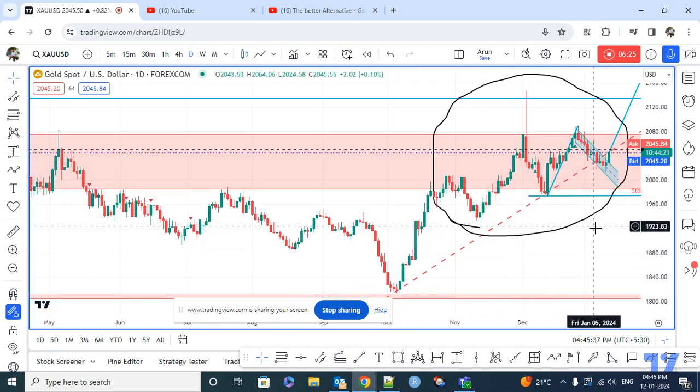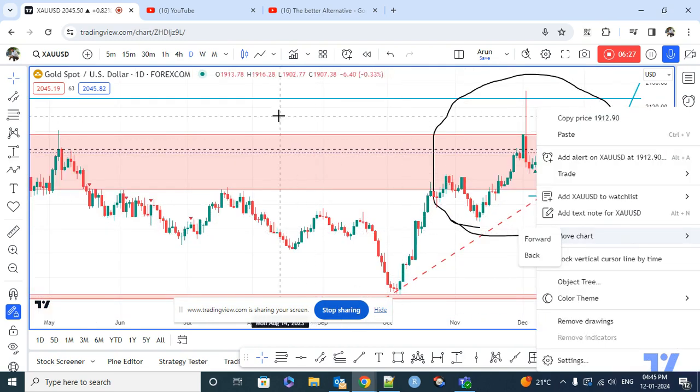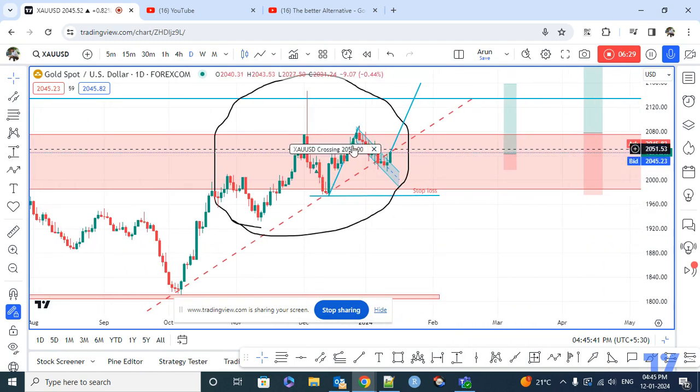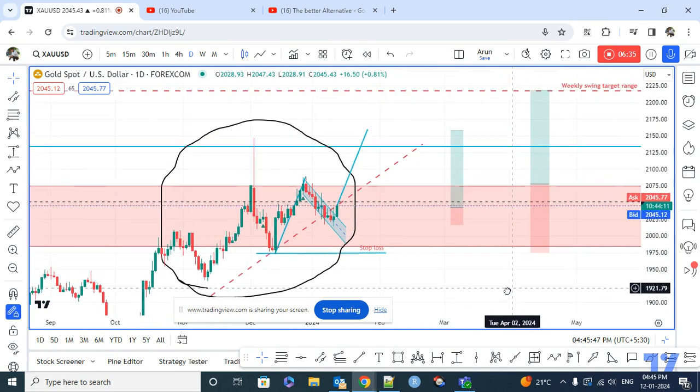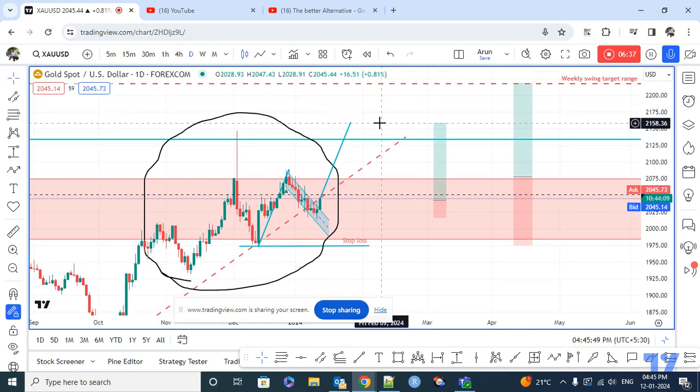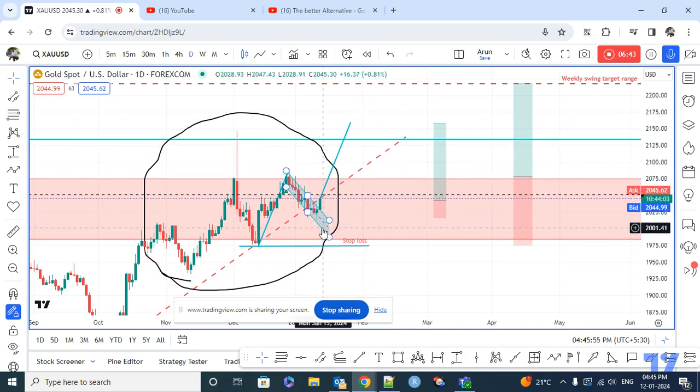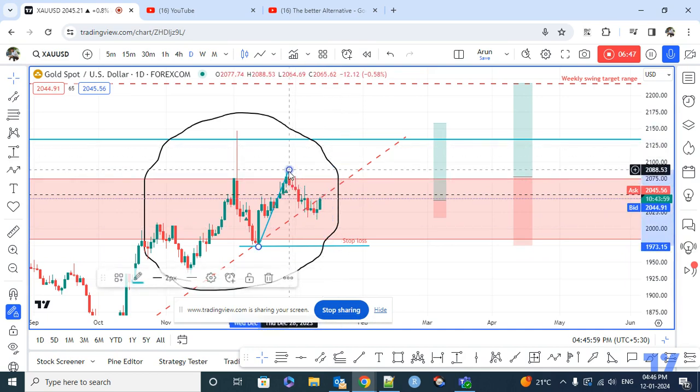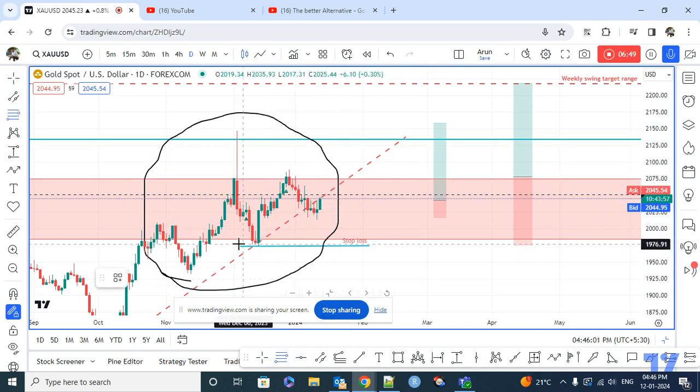The previous pattern which I showed in the 4 hour was a wedge one, and I showed the target as well. Now it's a flag. For the flag, copy the pole and paste the pole, and the target would be around 2158.37. So that would be the target here. And the last thing to consider for the trend is, I can consider this as a swing here.